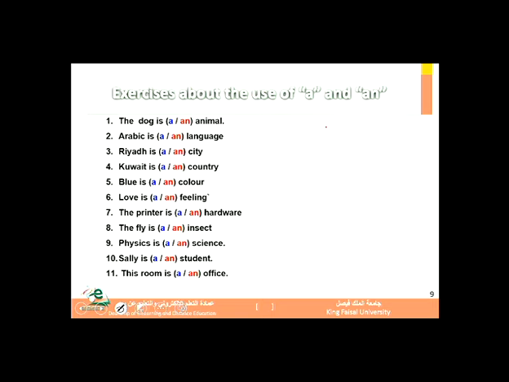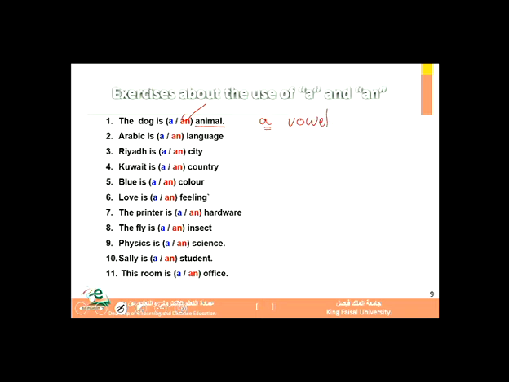This is another simple exercise that can teach us how to use a and an. The dog is an animal. I look at the word animal. I look at the first sound. It is one of the vowels. So the dog is an animal because the word animal starts with A, and A is a vowel.